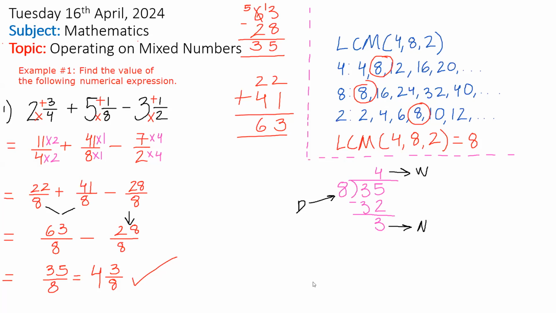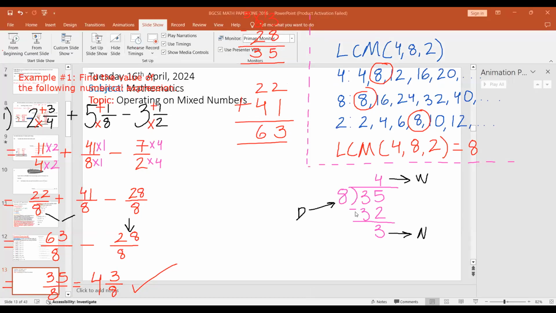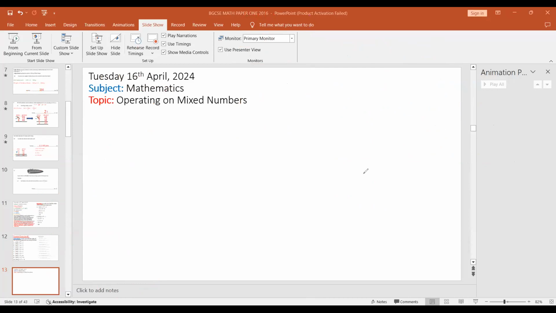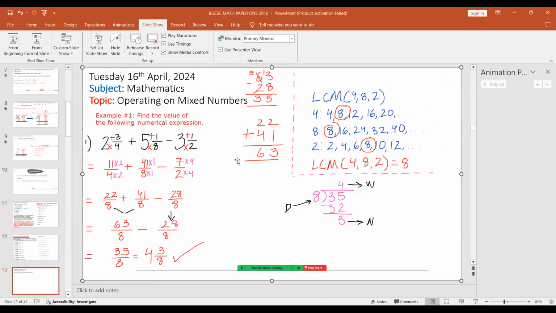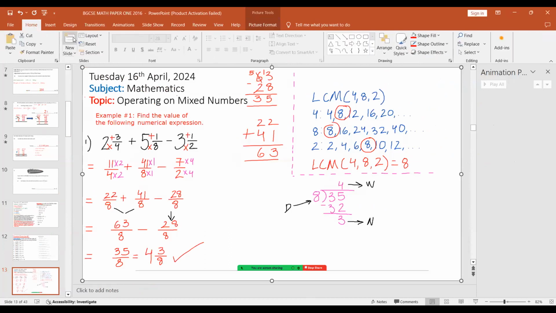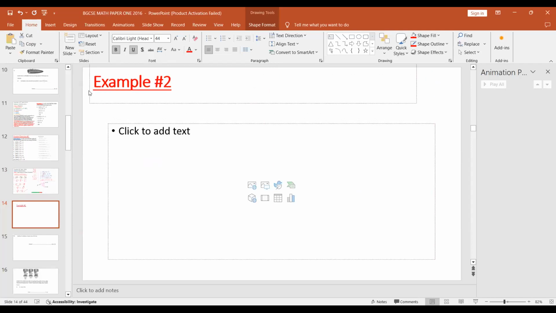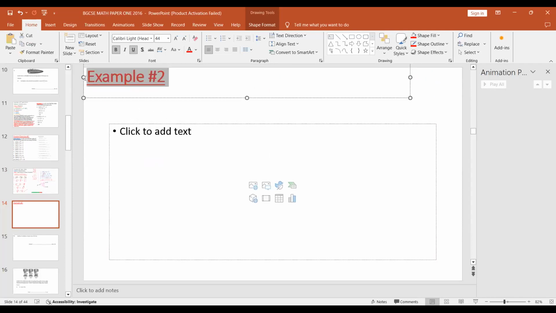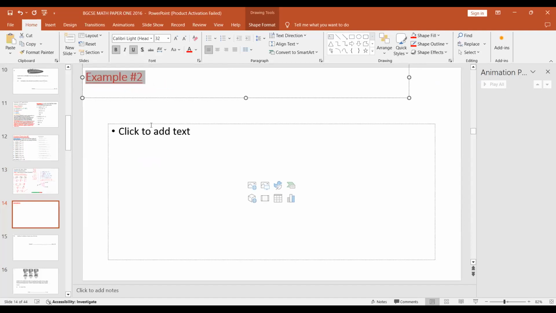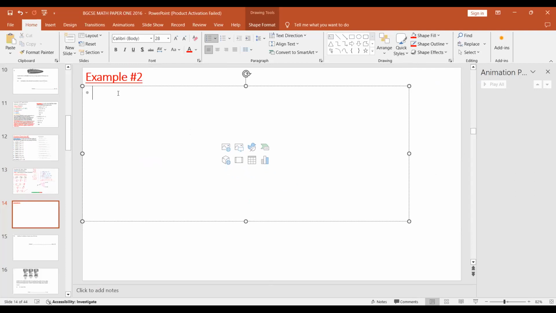Okay, so let's move on to the next question. Let's do another example like this. So Clara joins. And for those of you who are still writing, I post the questions inside the chat. Let's do another example. This is example number 2. And for example number 2, the instructions are to find the value of the numerical expression, ensuring that your answer is in simplest terms.